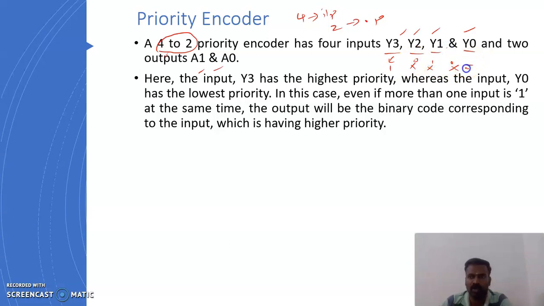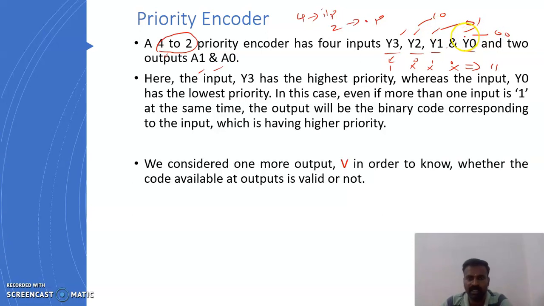So the output will be 1 1. For the next higher priority, y2, the output goes to the next highest output, 1 0, and here it is 0 1, and here 0 0. We'll have a look at the truth table, and you can easily understand.